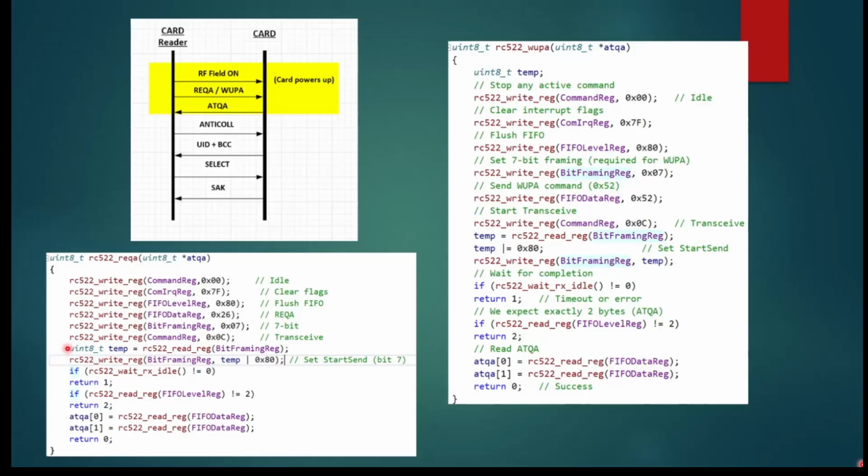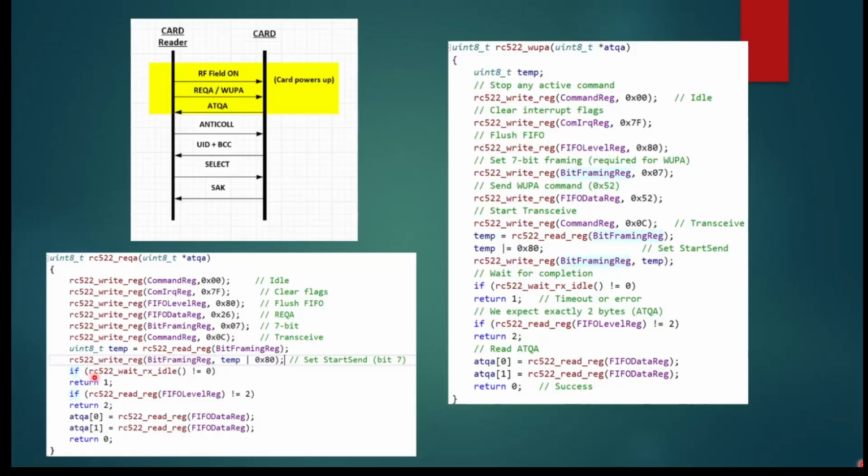So what we do is we get the whole value of the register, then we OR it with what's going to modify bit 7, and then we send it back. Now at this point, the REQA has already been transmitted, and we're waiting for the ATQA reply.